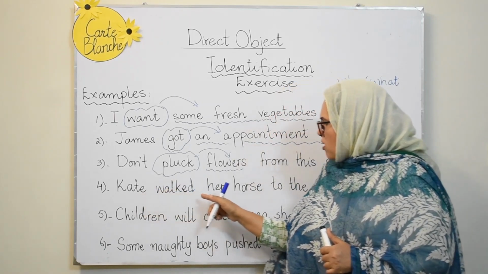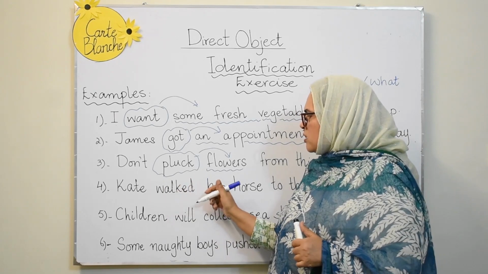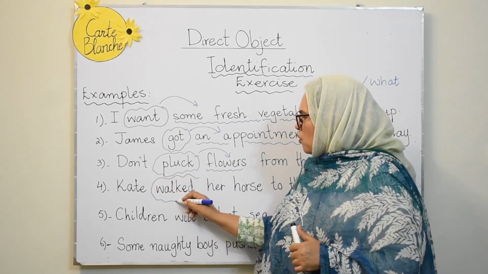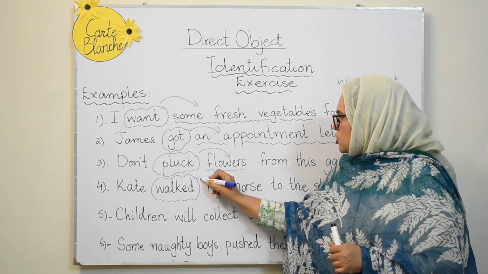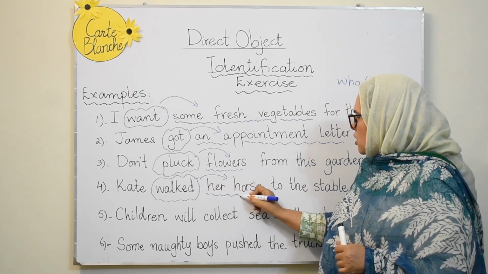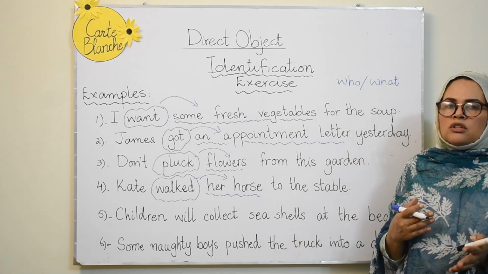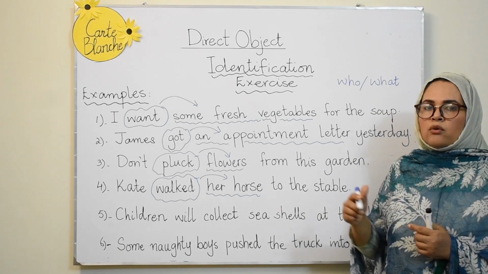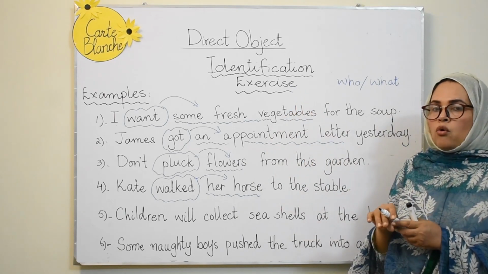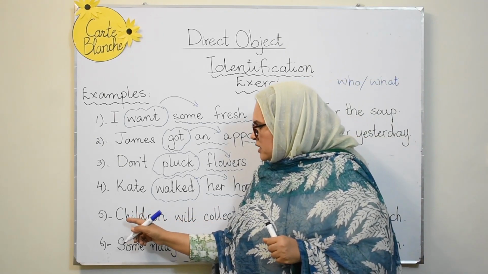Now, Kate walked her horse to the stable. Kate walked what? Her horse. She walked her horse to the stable. Of course, the stable tells us where the horse was taken, but right now, since we are to identify only the direct object, our sole concentration is on the direct object. Let's go to the fifth sentence.